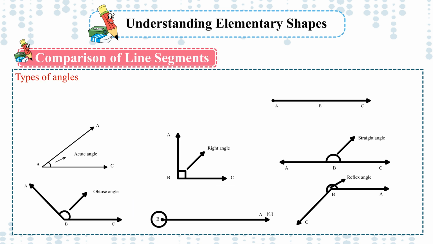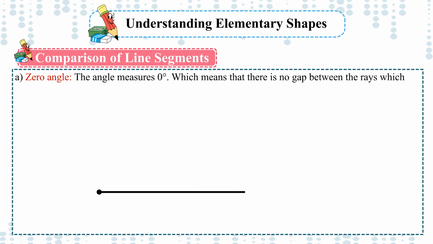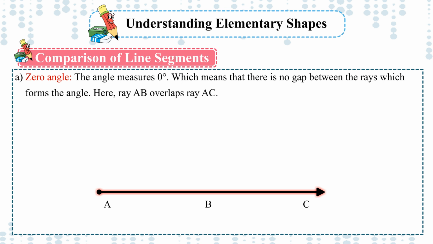Types of angles. The angles are named as per their magnitude or size. The following are the types of angles. A. Zero angle. The angle measures 0 degrees, which means that there is no gap between the rays which form the angle. Here, ray AB overlaps ray AC.